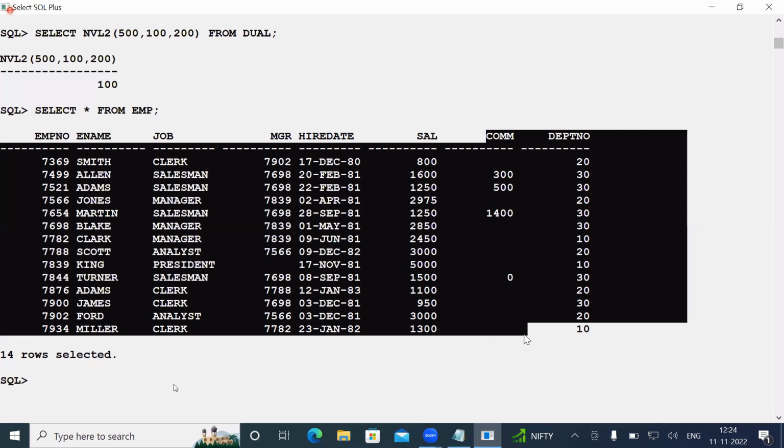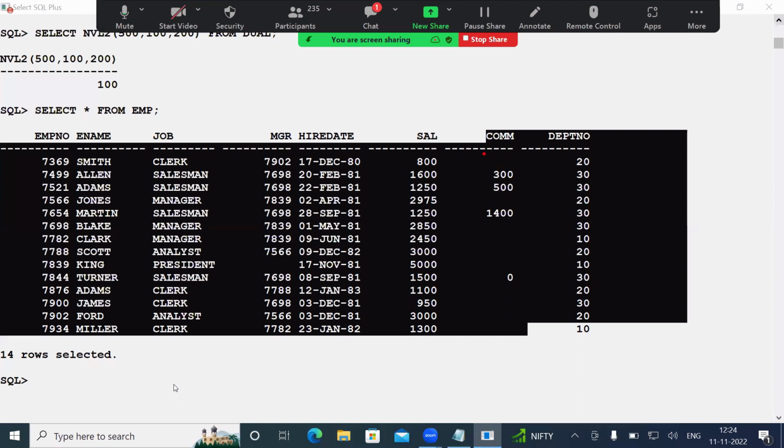So for those 4 employees, what do I want to do? Commission plus 400. So you've carefully observed: which employee's commission is empty? In every empty place, I have to keep 400. Understand now? I have to keep 400.